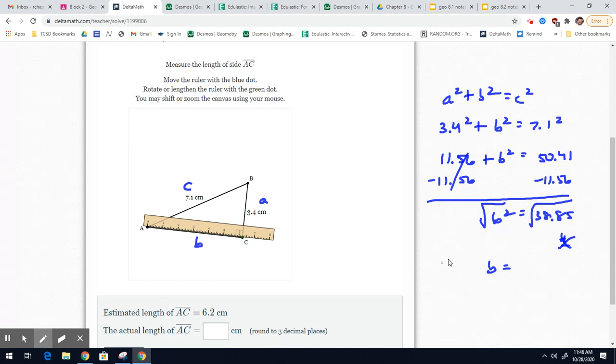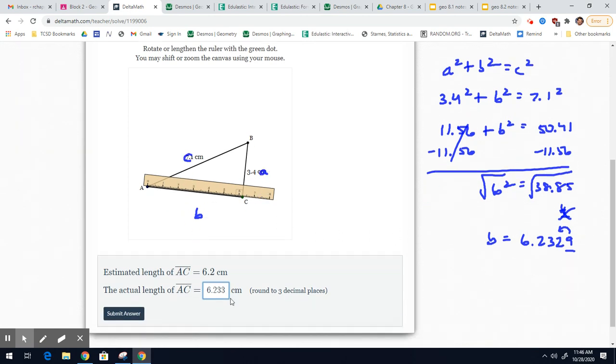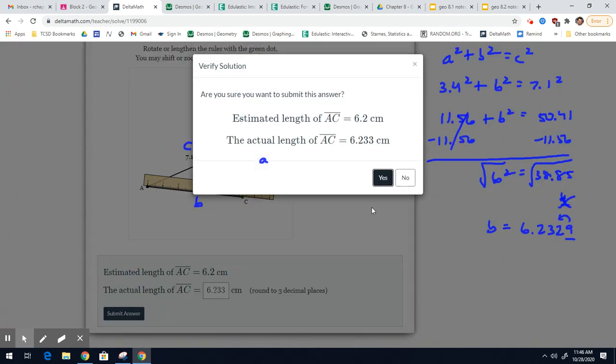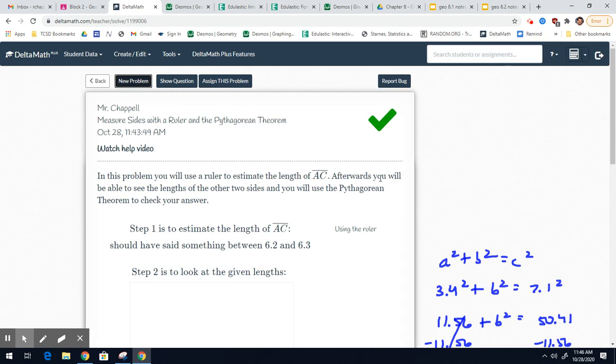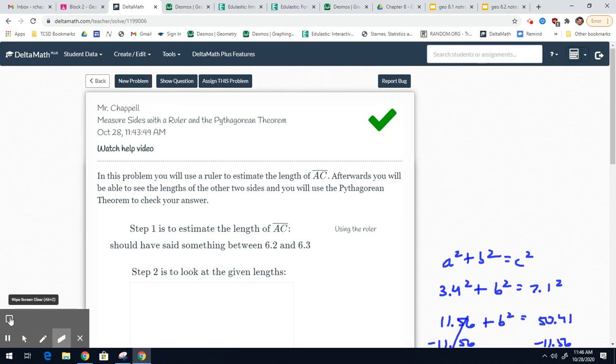And your b comes out to be, the square root of 38.85 is, and it says round to 3 decimals, so I'll put 4 on my paper, 6.2329. That 9 makes that 2 become a 3. So my answer should be 6.233. Very close to what I got with a ruler. Again, I want to have the gratification of the green check mark. Oh yeah, loving it. All right, next problem coming.